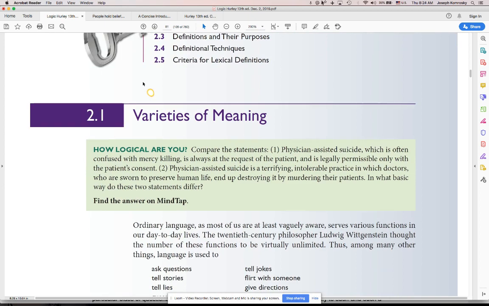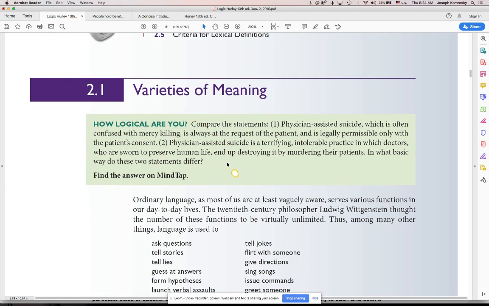So right in the beginning, he says, compare these statements. He gives you 2 of them. Physician-assisted suicide, which is often confused with mercy killing, is always at the request of the patient and is legally permissible only with the patient's consent. Okay? That's one statement. Here's the second one. Physician-assisted suicide is a terrifying, intolerable practice in which doctors who are sworn to preserve human life end up destroying it by murdering their patients. Then he says, in what basic sense do these 2 statements differ?